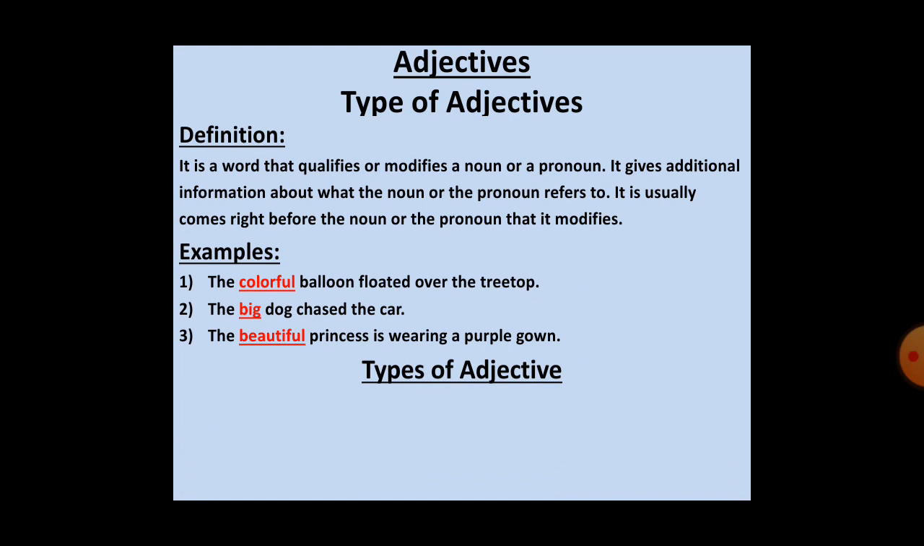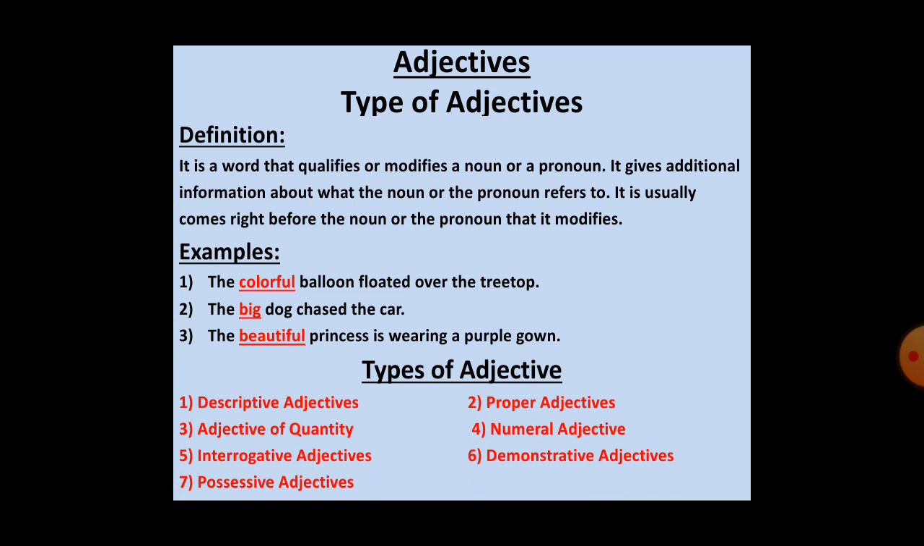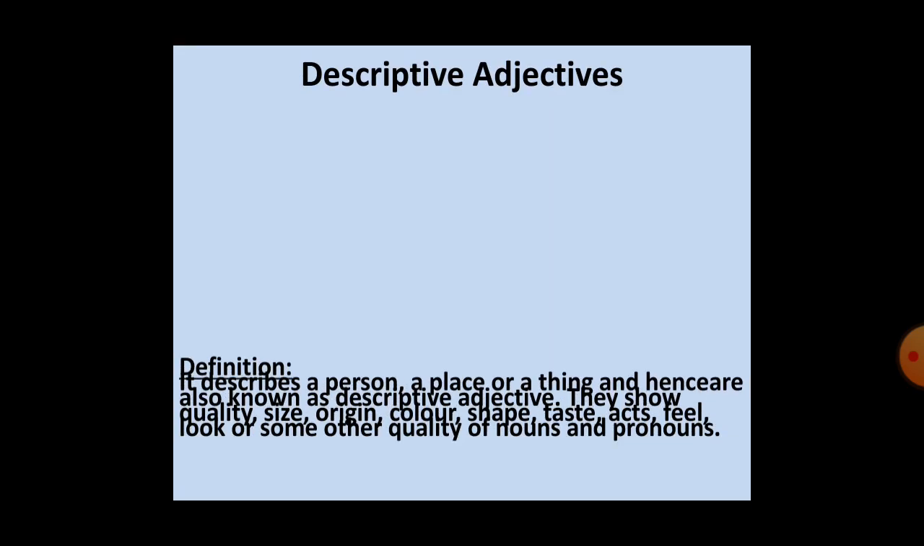So here comes types of adjective. So we have some different types of adjective. Descriptive adjective, which describes it. Proper adjective, which shows the proper noun. It is just like a proper noun, but it is a proper adjective. Adjective of quantity, numeral adjective, interrogative adjectives, demonstrative adjectives, and possessive adjectives. These are the kinds of adjectives. So now we are moving towards its types one by one. I brief you. So here comes our first type, descriptive adjectives.